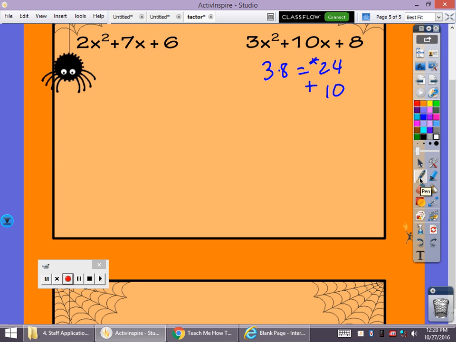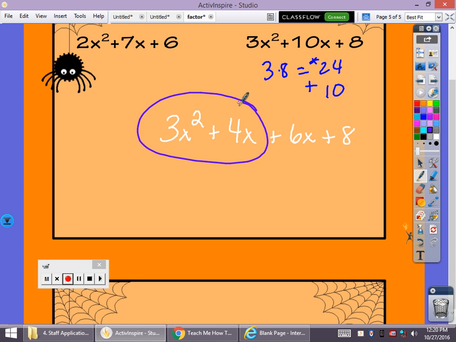We're going to slightly change this answer. We're still going with 6 and 4, but let's see what happens if I wrote them in a different order. You'll see that we get the same exact answer. So if I had written 3x squared plus 4x plus 6x plus 8, my GCF for this one is x. That's all they have in common. So that's going to leave me with 3x plus 4.